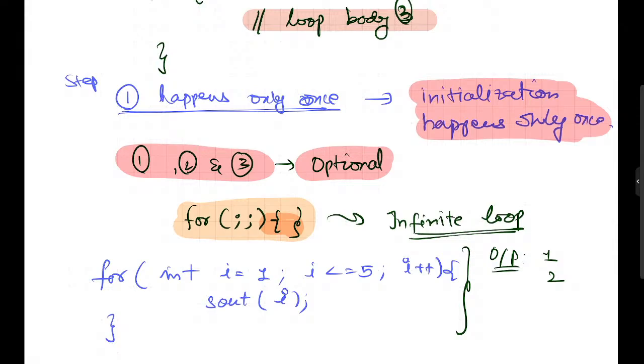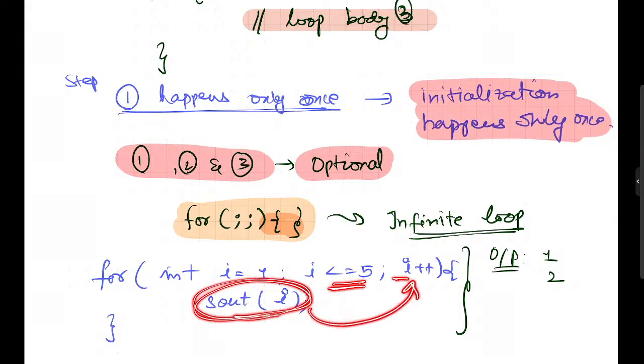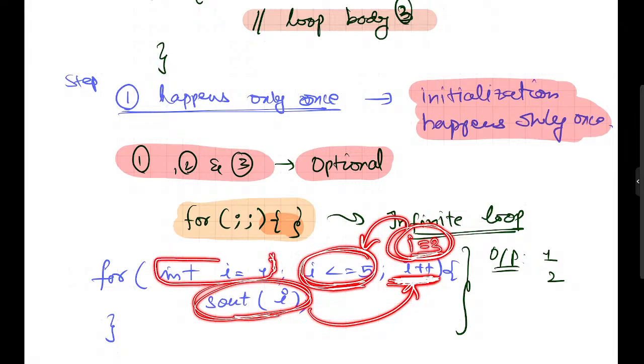In the same way, once the body is executed, go to the updation, the third step: i equal to i plus 1. i plus plus is i equal to i plus 1. When i is equal to i plus 1, i becomes 3. I am telling you again and again, don't care about the initialization step after the first step. You will only do 2, 3, 4.